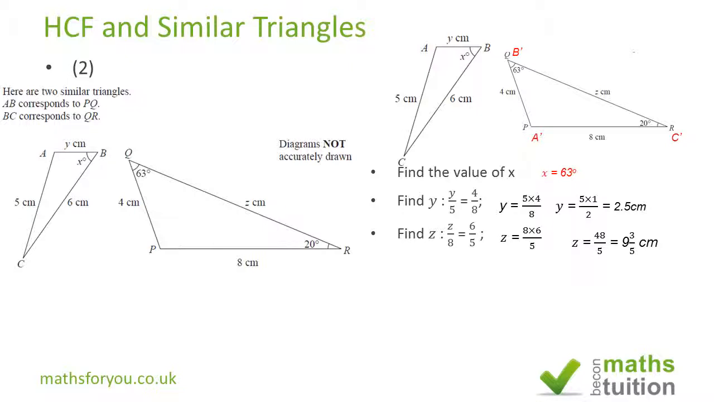Now, I'm aware that you can find Z by using the cosine rule, because you can work out this angle here, and then using the cosine rule you can find Z. Well, that would be a bit more difficult, I think. But yes, you can do that by using the cosine rule.